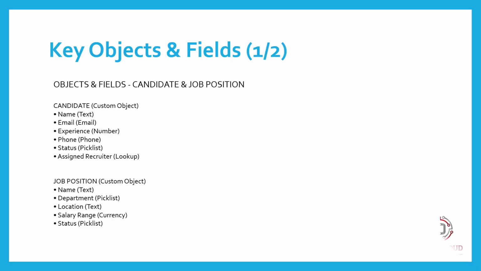Let's start with the first two objects, candidates and job position. Candidate object fields: name, email, experience, phone, status, and assigned recruiter. It's a lookup. And then job position object fields: name, department, location, salary range, and status. This setup allows us to track which candidate is assigned to which recruiter and which job openings are currently active.